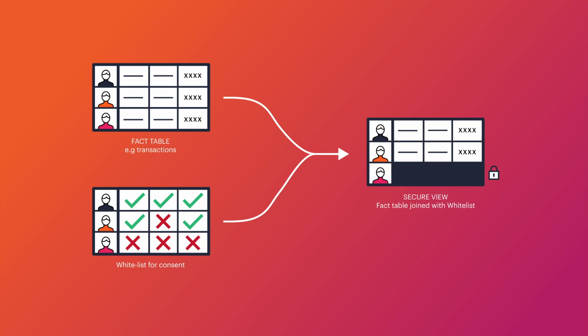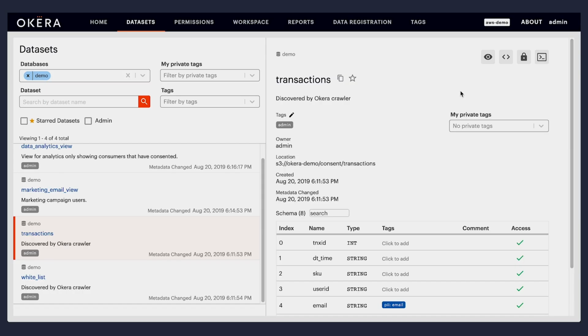In this video, we will show you how Okera can help you implement consent management at scale for your data lake. One way to implement consent management is by creating a whitelist table. This table comprises rows representing consumers and columns representing the consent they provided for their data usage. This table can then dynamically filter views based on consumer consent. Let's see this play out in an actual example.